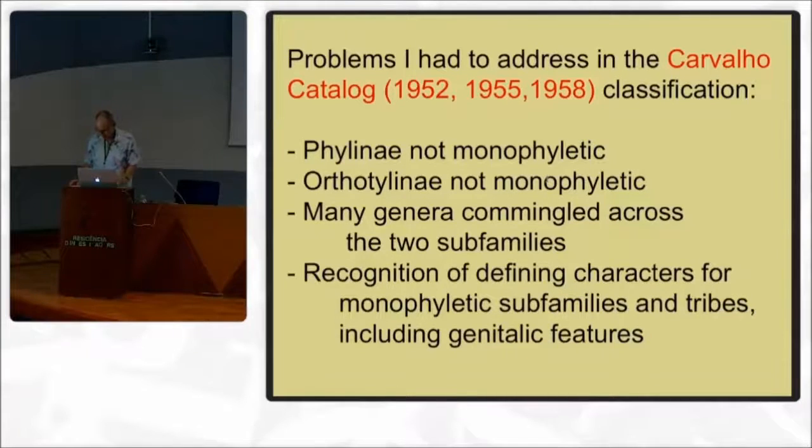My first attempt at phylogenetic analysis treated the restructured and putatively monophyletic Orthotylini and Phylini as sister groups. These conclusions involved the inclusion of characters from the male and female genitalia, attributes which had been documented by Wagner, Slater, Kelton, Carvalho, and others, but were not used by Carvalho in developing his classification.